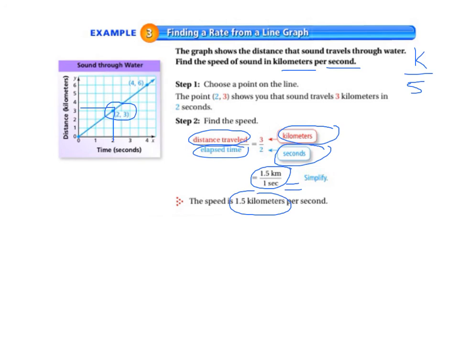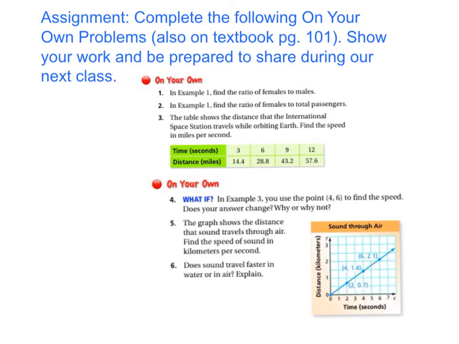Your assignment for this lesson is to complete the following problems on your own. They're also found on page 101 of your textbook if you need them. Show your work and be prepared to share during our next class.